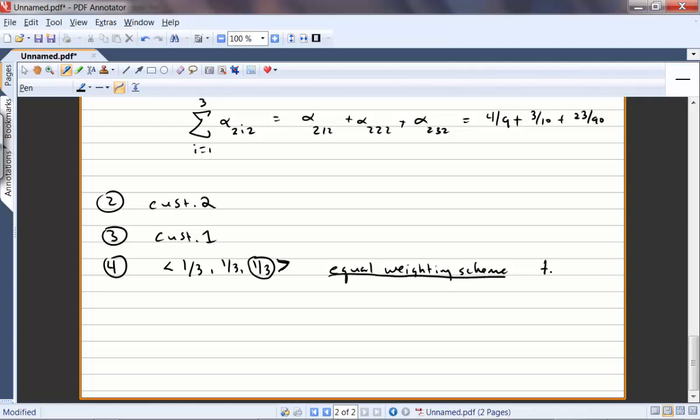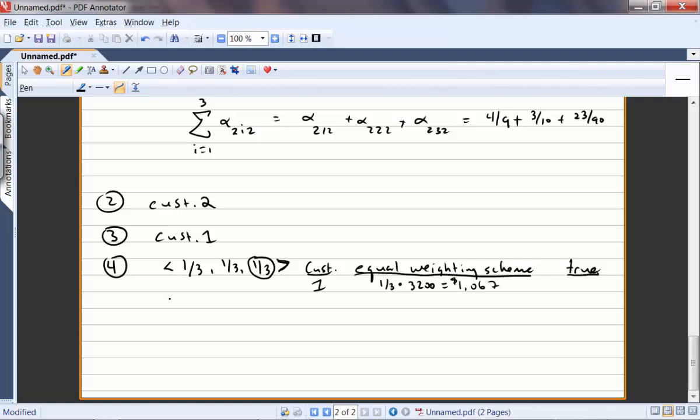weighting scheme versus true weighting scheme. For customer 1, I guess we can put a column for customer as well. So for customer 1, equal weighting scheme would give customer 1 1/3 times 3,200, or let's see, 1 divided by 3 times 3,200 equals 1,067 approximately.